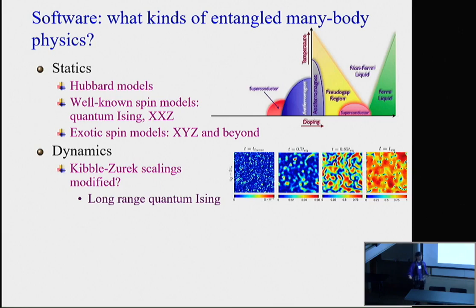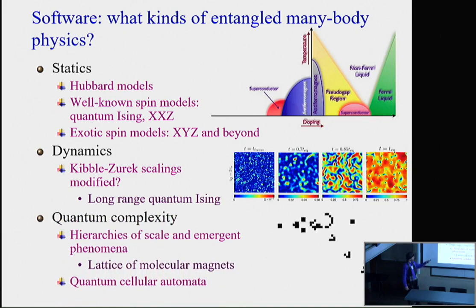Sometimes it works, sometimes it doesn't. What happens if you have long-range interactions in that problem? That's something I could address with this software. Okay? And then you can go much further than this and get into things like quantum complexity, where you've got hierarchies of scale and emergent phenomena.